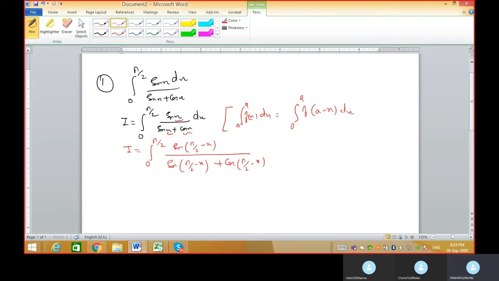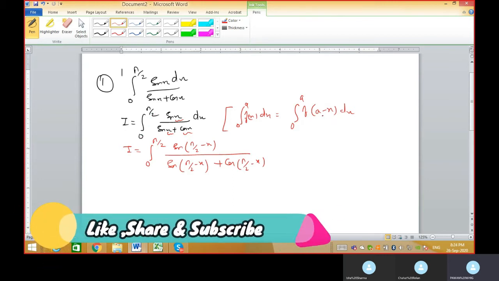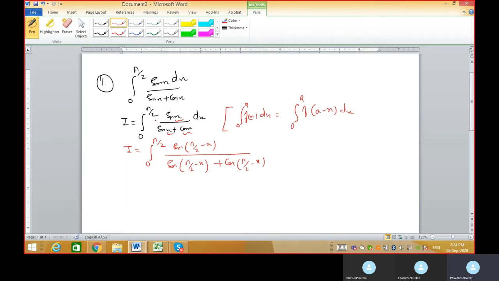Here I mentioned, whenever there is an integral from 0 to a of f of x, you have to convert it into the integral from 0 to a of f of a minus x. It means wheresoever there is an x, you have to write a minus x. Here a is pi by 2, so you have to change all the x's to pi by 2 minus x. And why am I saying we have to apply this property?